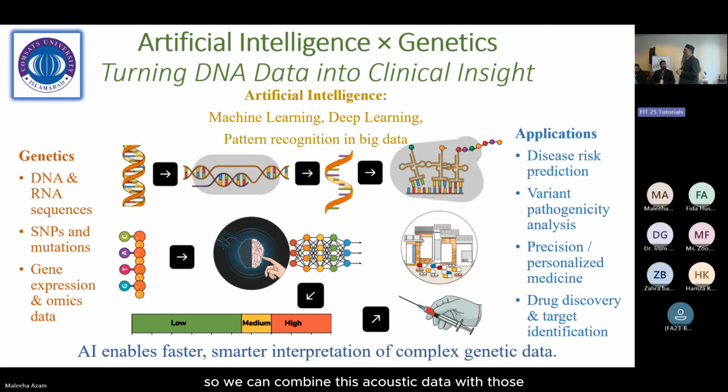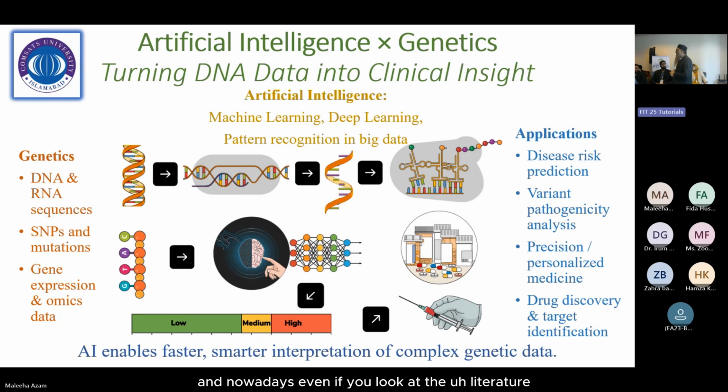So we can combine this acoustic data with those sequence data, and then we can move forward, and we will be able to work out disease risk prediction. Because when an individual is already having symptoms, then it is very difficult to treat. But if you have genome data and you use that genome data to identify the individuals who are at risk of having the disease, and you identify those risks very early, then you can manage the disease in a better way.